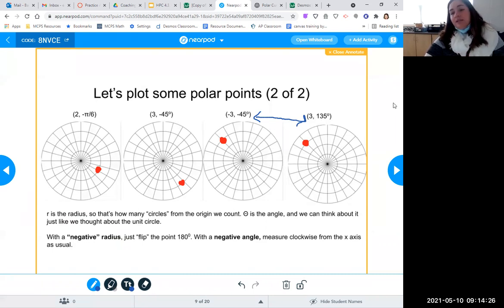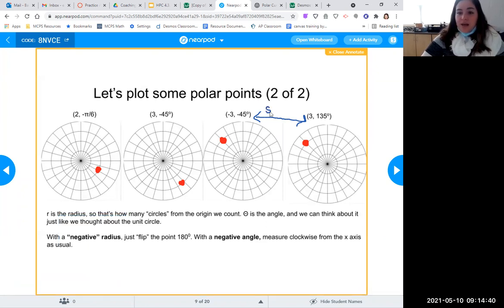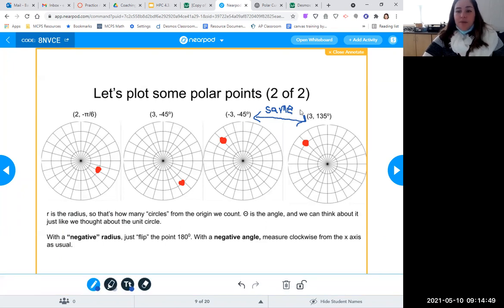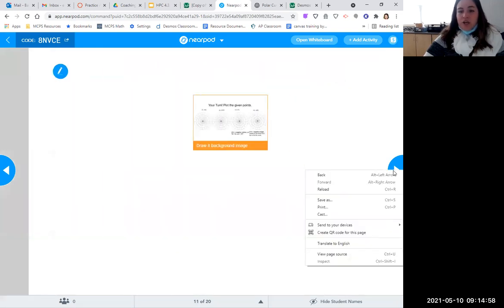And so you'll probably notice as we go and plot some more, and especially in your homework and other things, that there are actually 4 ways to write the same polar point. I'm not going to go over them because I'd rather have you figure that out as you plot some points, but because of the nature of a polar plane and because of the circular nature of the unit circle, there are several ways to write the same polar coordinates, okay? Okay, so your turn, go ahead and plot these, pause the video, give it a try.